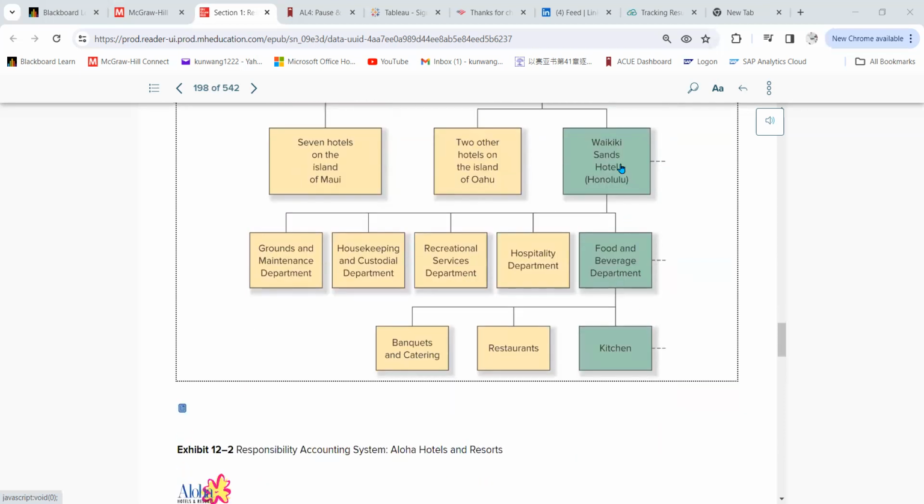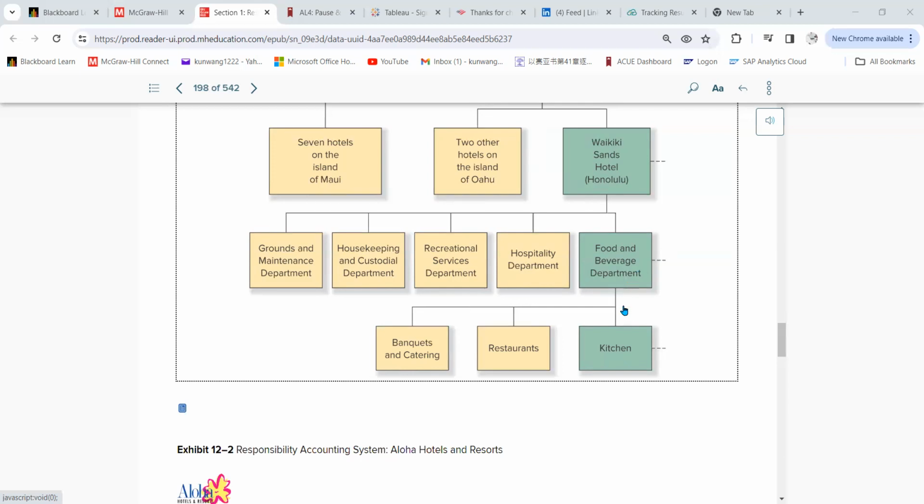Then under the hotel, you can imagine they have these kind of standard departments, right? Under the hotel, they have hospitality, reservations, room services, restaurant, and food and beverage.